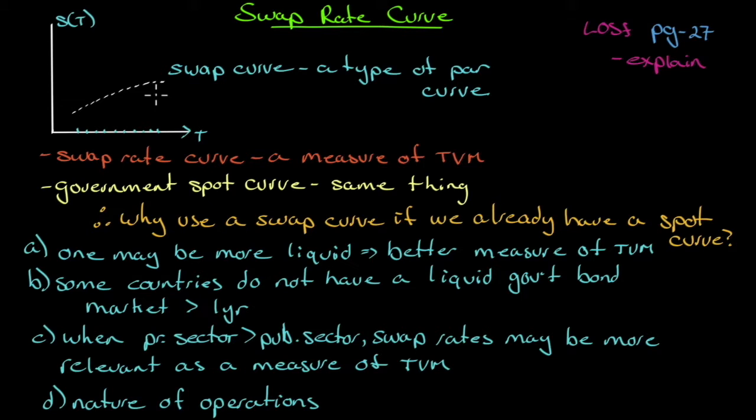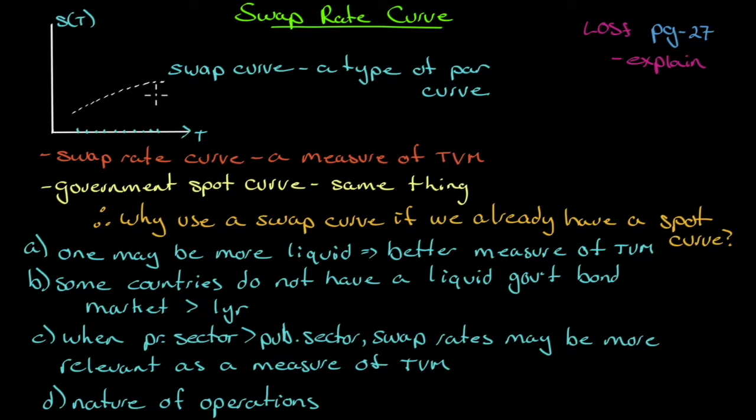So why would we use a swap curve if we already have a spot curve? It doesn't take much thinking to see that, well, if the spot curve is constructed from treasuries that are default risk-free, and the swap curve is constructed from a reference rate or calibrated with a reference rate like LIBOR, which is an interbank lending rate that is not default risk-free, wouldn't they lead to different valuations? Yes, they would. But here's the thing.